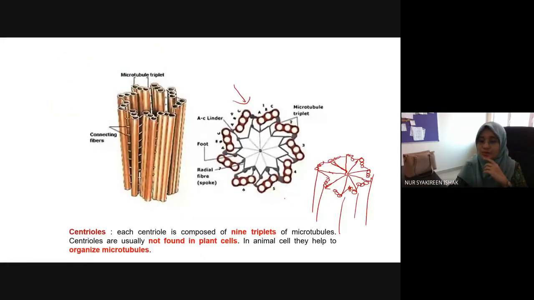So this is the structure. Make sure you know how to draw the centrioles, the arrangement of the triplet microtubules arranged in a ring. I don't remember whether it is in the tutorial questions. Let me check. It's not there, but in past year questions they once asked you to draw the structure of the centriole. So you have to know how to draw it.